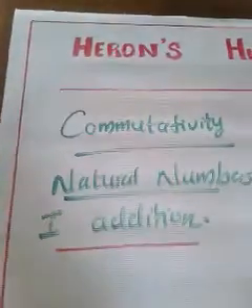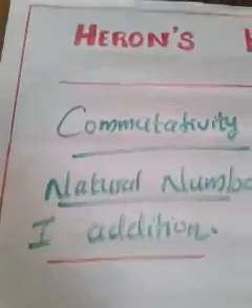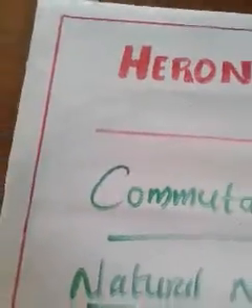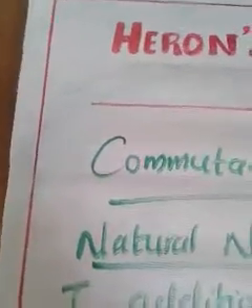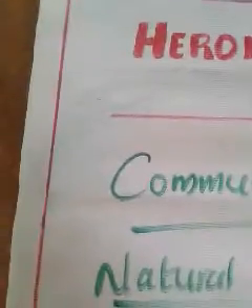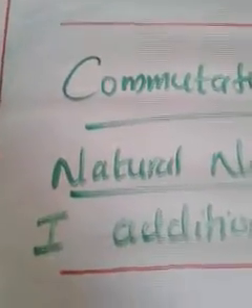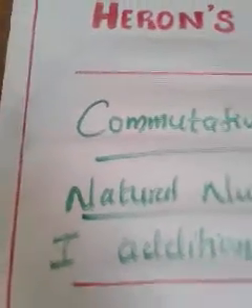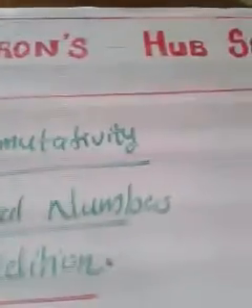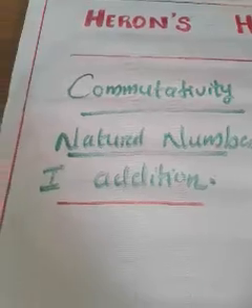As I said, next property is commutativity. We have to check the property. It's a new property for you, so you have to be a little alert while I am explaining. We are going to check commutative property, commutativity, under which category of numbers? Natural numbers. And under which operation? Addition.